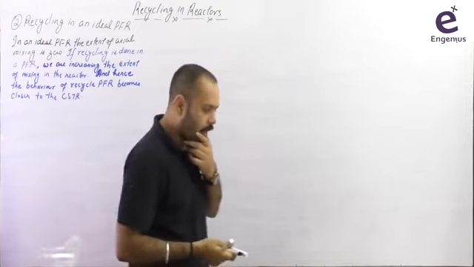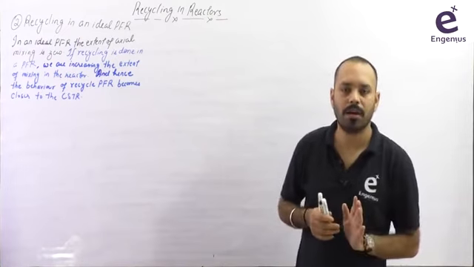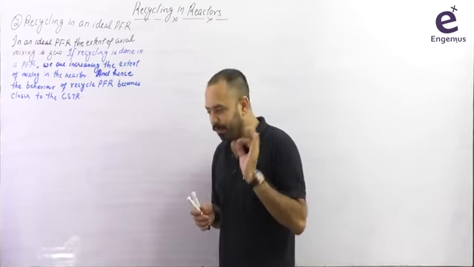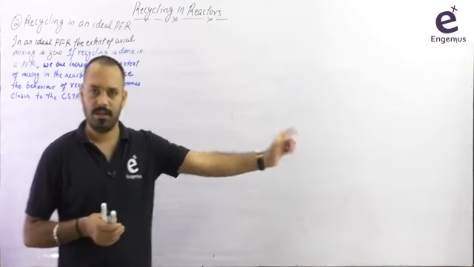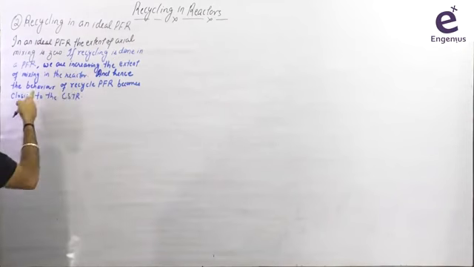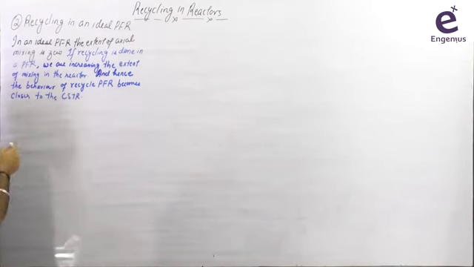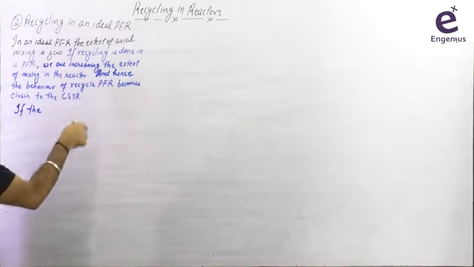Like I told you that if CSTRs are connected in series, it is behaving close to the PFR. But if you want exact PFR behavior, then you should have infinite number of CSTRs connected in series, right? So what is the meaning here? And hence the behavior of recycle PFR becomes closer to the CSTR. If the recycle ratio, now what is the recycle ratio? The same definition of recycle ratio which I gave in the previous discussion.